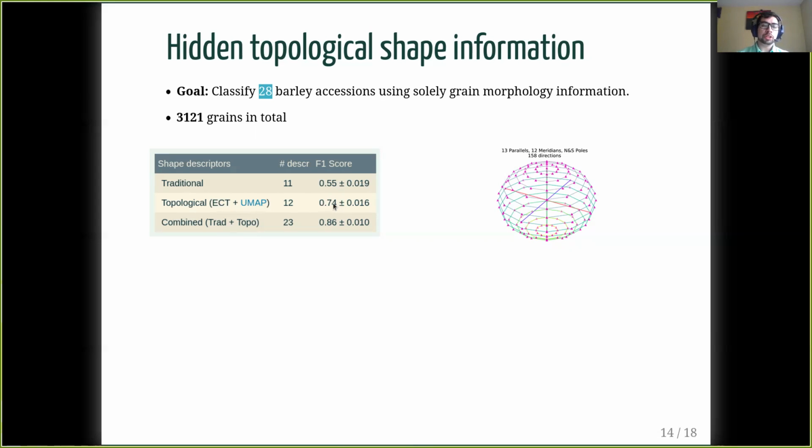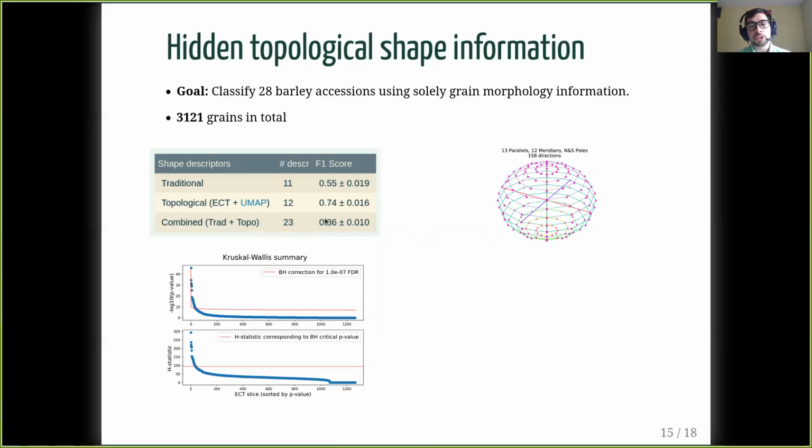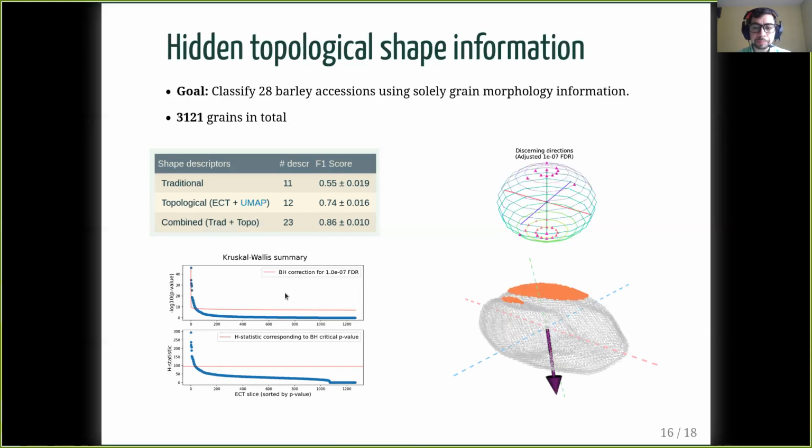But that's not the end of the story. We can then combine both descriptors, both traditional and topological information, and that combined signature, that combined descriptor, gives us up to 86% classification accuracy. So topology definitely is measuring something that we are missing with traditional descriptors. Can we say something about which of the directions or which of the chops is the most significant? Actually, we can do Kruskal-Wallis or ANOVA. And we can see that most of the interesting directions come from top and bottom, which corresponds precisely to that valley, to that crease that we see on the top of the seed.